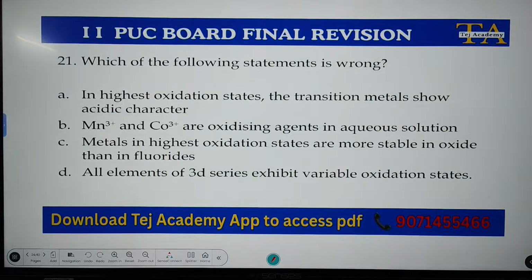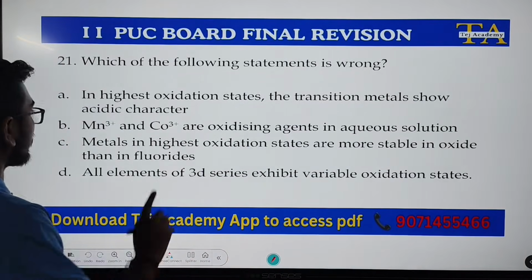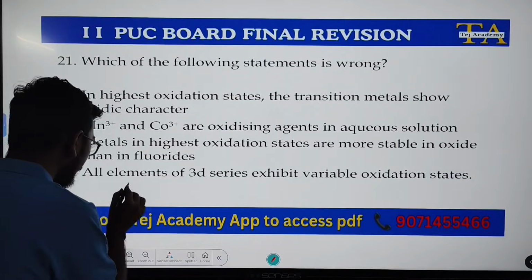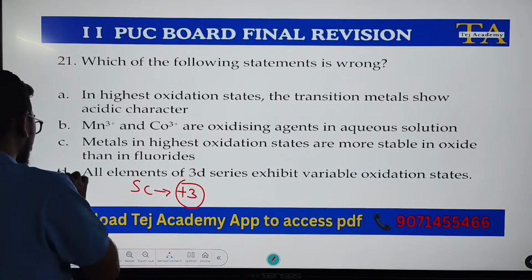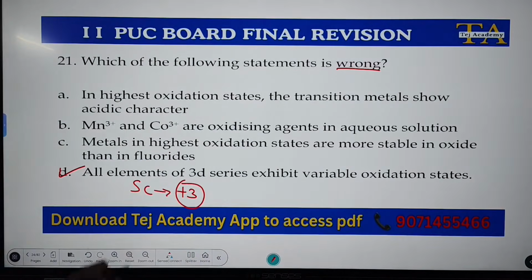Okay. Now 21st. Which of the following statements is wrong? In highest oxidation state, the transition metals show acidic character. Correct. Mn3+ and Co3+ are oxidizing agents in aqueous solution. Correct. Metals in highest oxidation states are more stable in oxides than fluorides. Correct. All elements of the 3d series exhibit variable oxidation state. So this option is wrong. We know that there is one element, scandium, which exhibits only +3 oxidation state. So it is incorrect, and they asked which option is wrong. So option 4 is the right answer for this question.